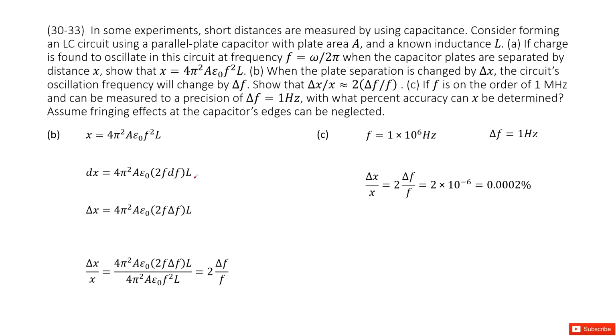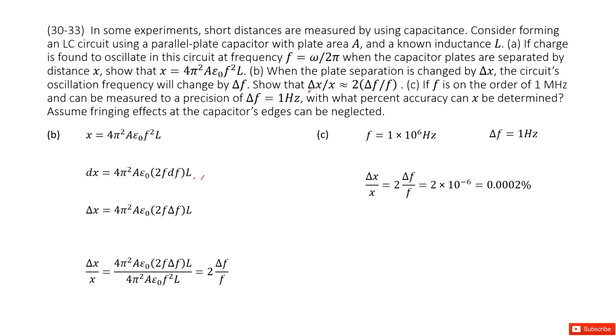So we do the derivative on both sides, left side and right-hand side. As we know, the derivative is just a small fraction of x. So dx, we can write as delta x, and df, we can write as delta f, right?